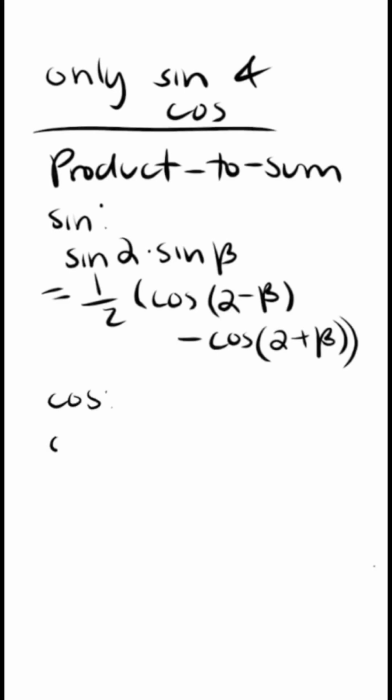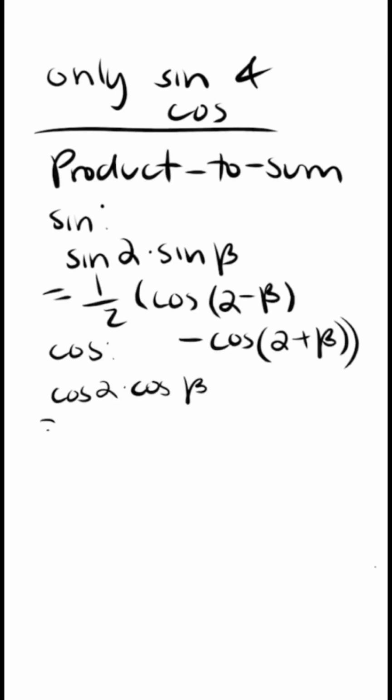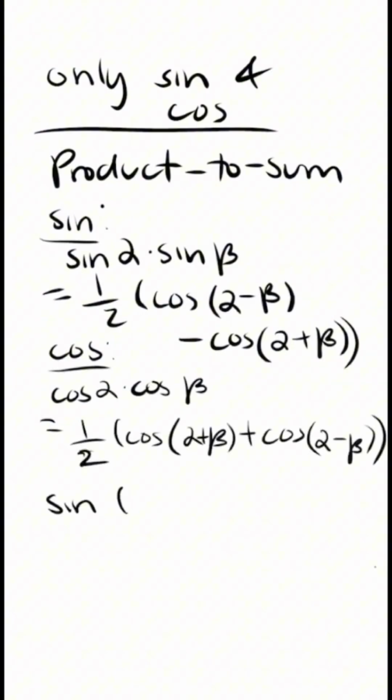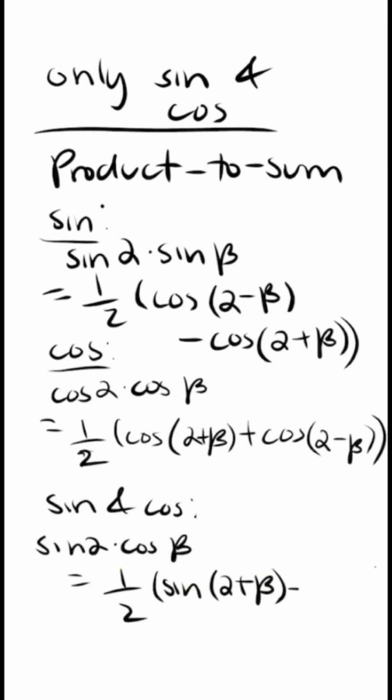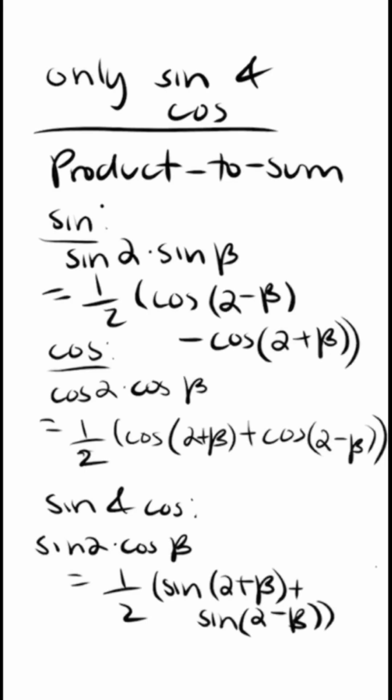Speaking of cosine, for cosine we have cosine alpha times cosine beta equals a half cosine alpha plus beta plus cosine alpha minus beta. And finally, for sine and cosine, we have sine alpha times cosine beta equals a half sine alpha plus beta plus sine alpha minus beta. Please note that the half applies to both the cosines or both the sines depending on which identity it is, and not just the first one.